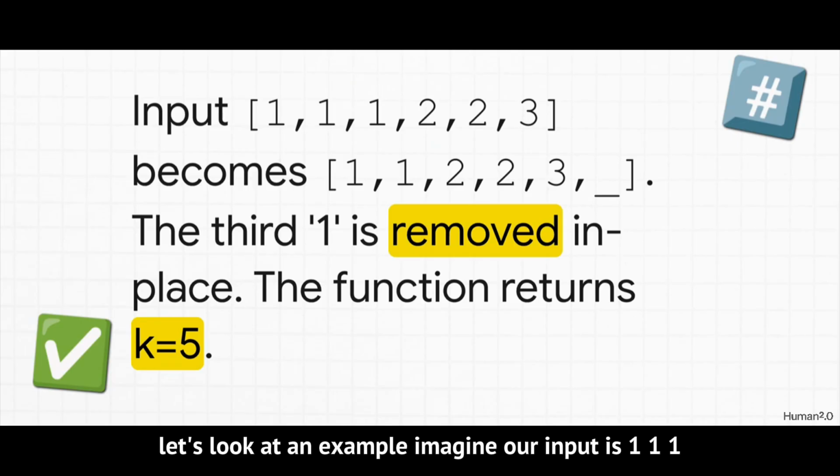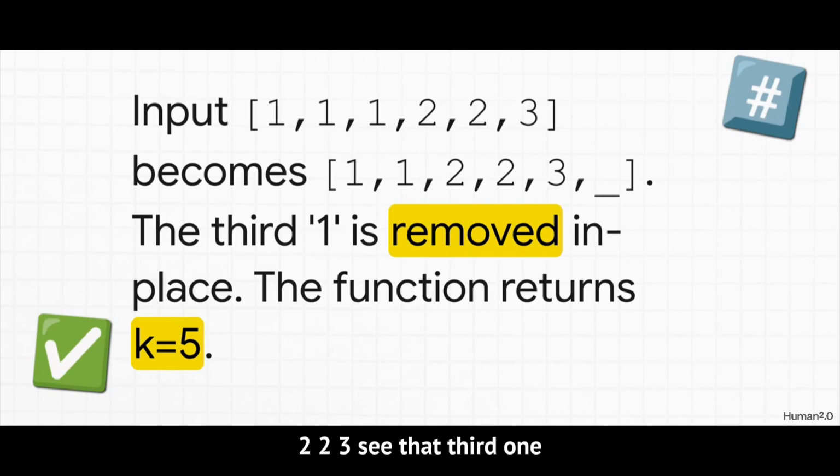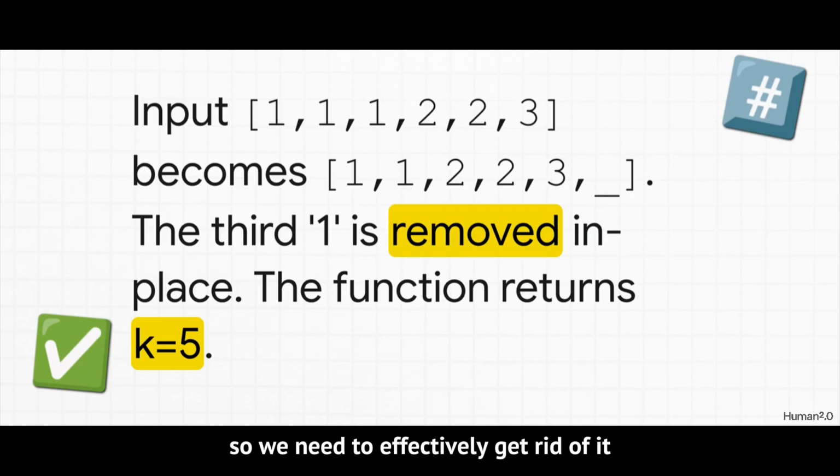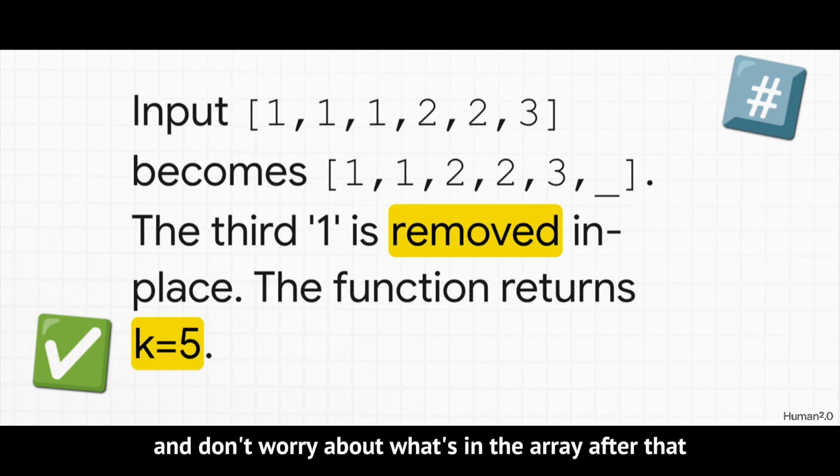Let's look at an example. Imagine our input is 1, 1, 1, 2, 2, 3. See that third 1? That's a problem. Our rule says we can only keep two, so we need to effectively get rid of it. Our final array should start with 1, 1, 2, 2, 3. That's 5 elements, so we return k is 5. And don't worry about what's in the array after that 5th spot.